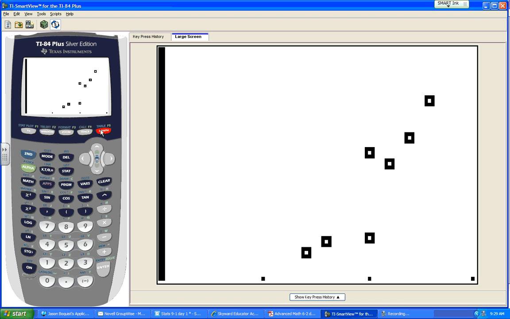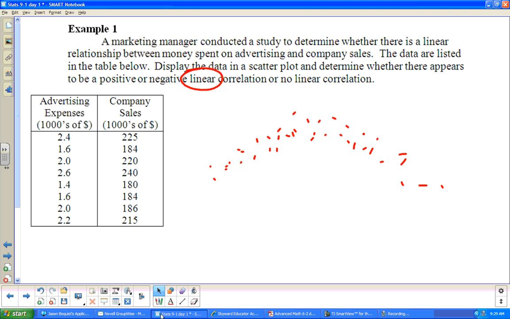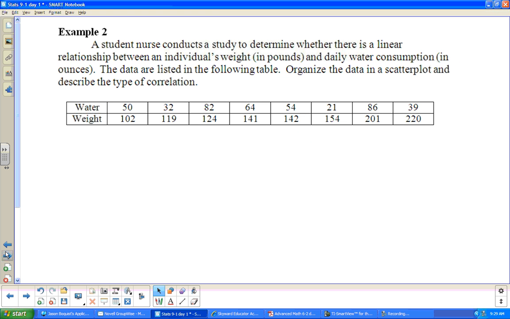A student conducts a study to determine whether there's a linear relationship between the individual's weight and the daily water consumption. They're listed right there. So what do we do, like lots of lists here? Or do we still have just 2? Yeah, just going the other direction, right? Now, which one's the explanatory and which one's the response?